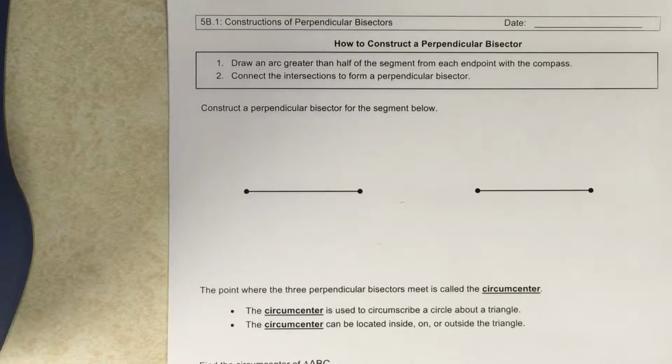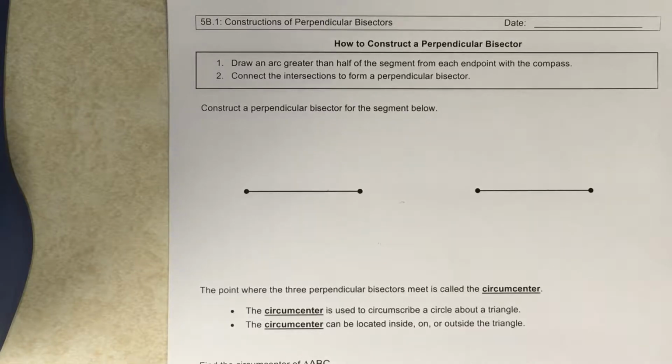This video corresponds with section 5B.1, and we'll be looking at today how to construct a perpendicular bisector. You can find this on the top of page 1 of your note packet. In order to construct a perpendicular bisector, you need to remember what that exactly means.